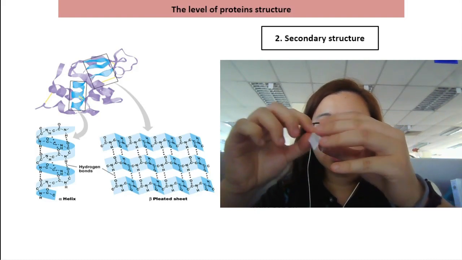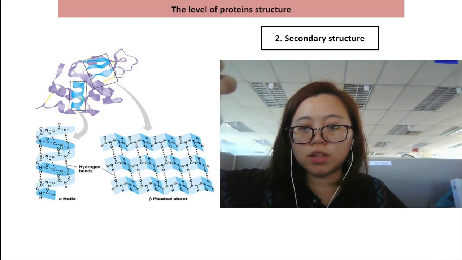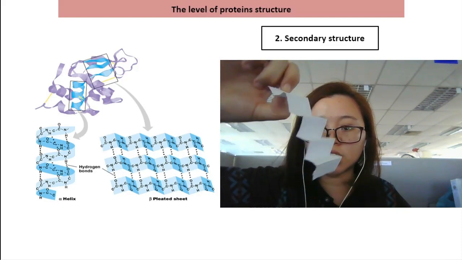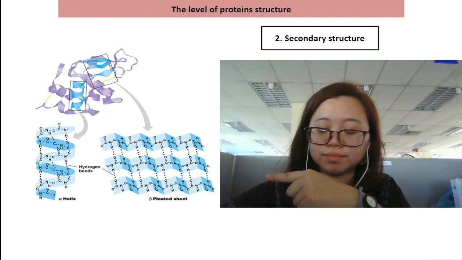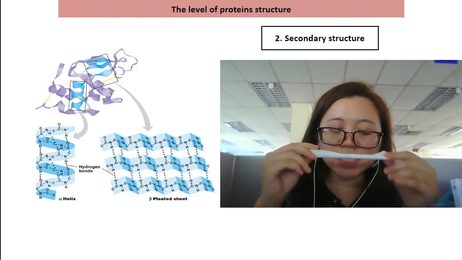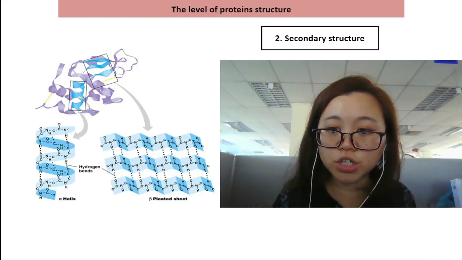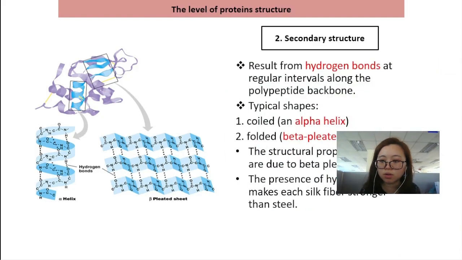Okay. And then you will have this. Okay. When you have this, this is your beta pleated sheet. That is what is happening over here. What is making sure that these things stay together are hydrogen bonds. So let us have a look at the slides once again.